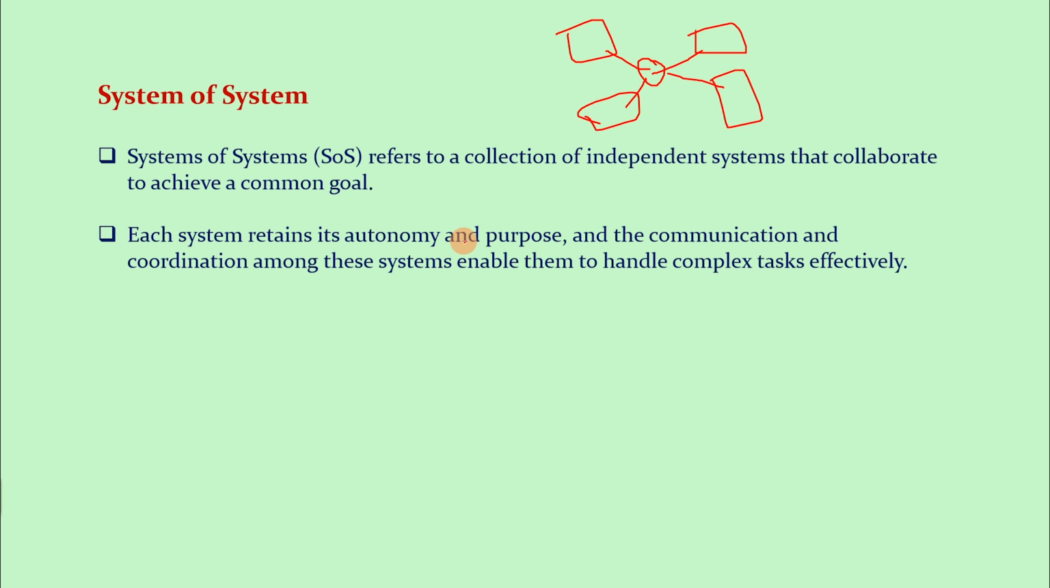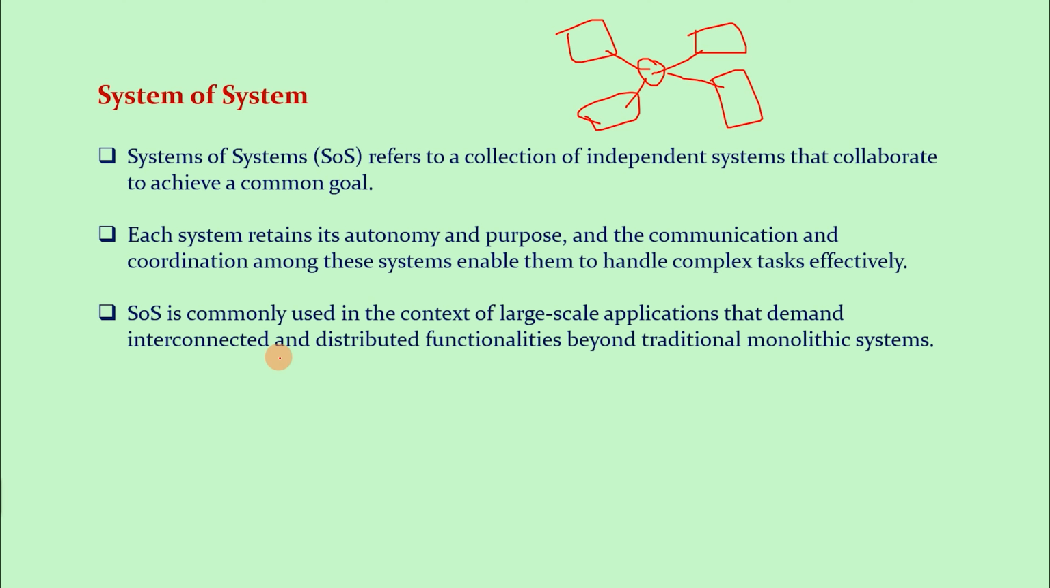Each system retains its autonomy and purpose, and the communication and coordination among these systems enable them to handle complex tasks effectively. SOS is commonly used in the context of large-scale applications that demand interconnected and distributed functionalities beyond traditional monolithic systems. So if an application is very large and it needs so many resources and multiple interconnected computers and distributed functionalities, it means functions are distributed. One task will be performed by this one, another one will be done by this one, then this one, and then this one. Then it will be distributed functionalities and it will be the primary use of SOS.